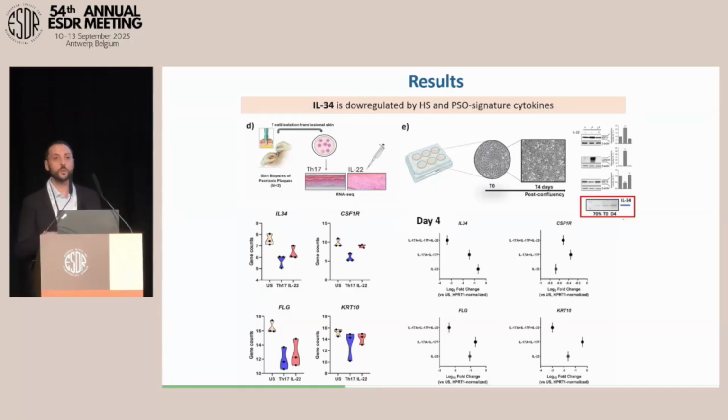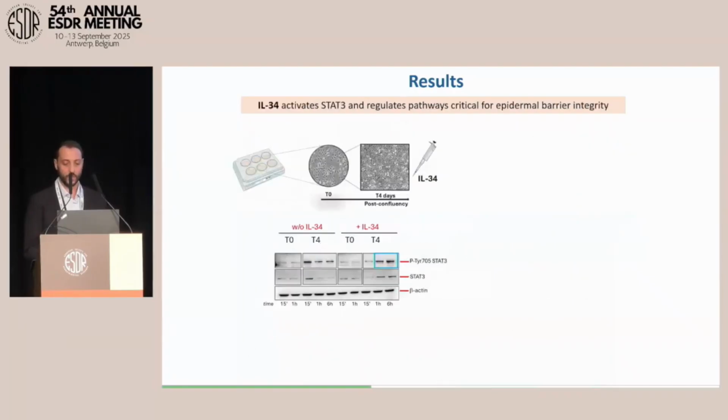Therefore, at day 4, we also stimulated with the emerging cytokines in HS, for example IL-17A plus F, combining also with IL-22. As you can see, there is a strong downregulation, so these cytokines are the main ones involved in the regulation of IL-34, with a strong downregulation if they are combined all together.